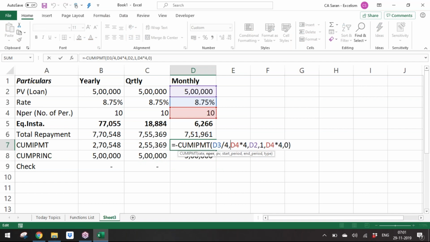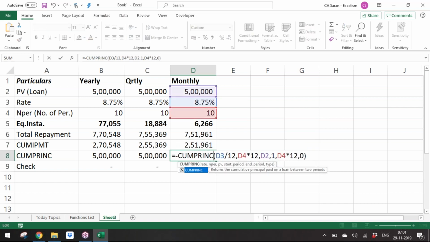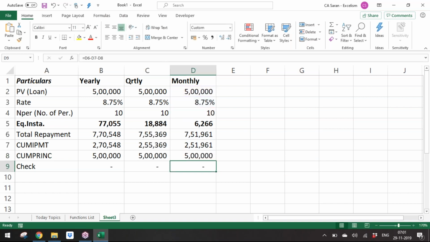Finally, let's look into the same here. I am not going to calculate for quarterly, so I'll put divided by 12, into 12, into 12. Try to understand. This is the starting period. I want to calculate from the first period till the last period. This is the amount. Now I'll keep the same thing. Control C, Control V. Now instead of IPMT, I'll put PRINC. Exactly the same check. So this is the way it calculates.